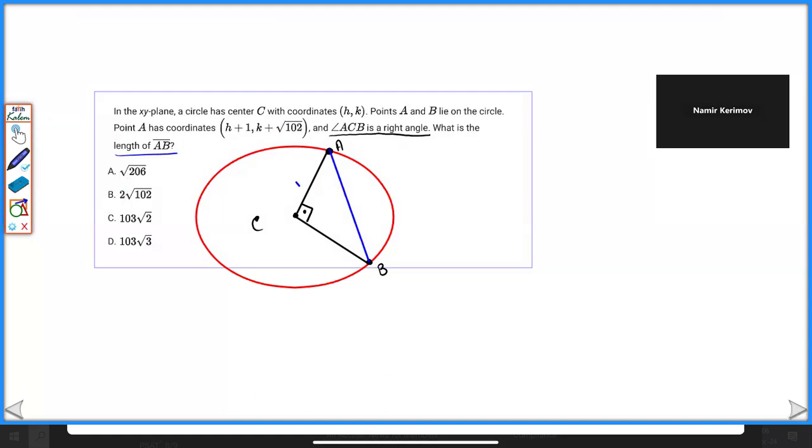If this one is a radius and this one is also a radius, do you remember those special triangles? 90, 45. Yes, exactly. 90 and 45 and 45. So the length AB should be r square root 2. We know that AB is radius times root 2, but we don't have the radius. So can we find it?